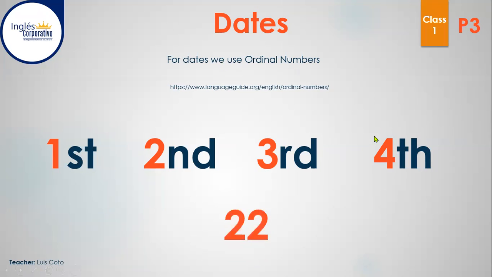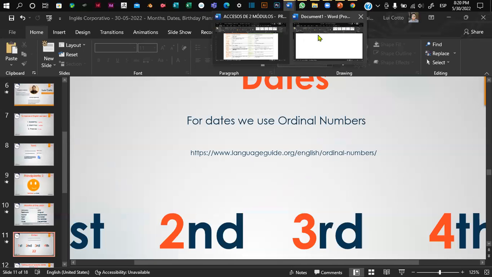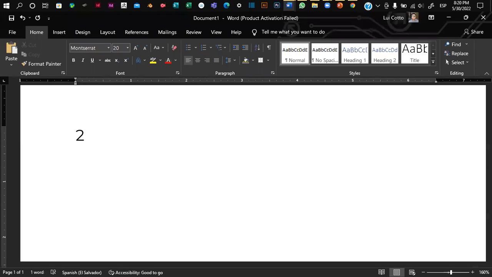Next. What is the next number? How do you say that number in ordinal? Who knows? Tell me. 20 seconds. Perfect. Okay. It doesn't matter. If the number is in 20 seconds, this one. That is the date.